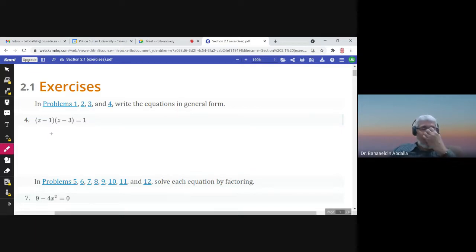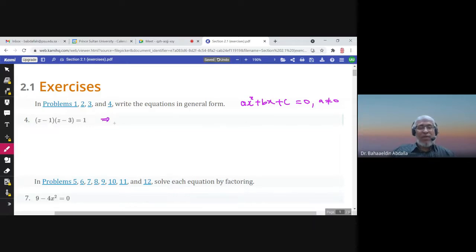These are some exercises about section 2.1. Write the equation in general form. Well, if you remember, this is of course a quadratic equation because z times z will be z square. So the general form of the quadratic equation is given by this, where a is not 0. Of course, if the variable is z, it would be az square plus bz plus c. So the right-hand side has to be 0.